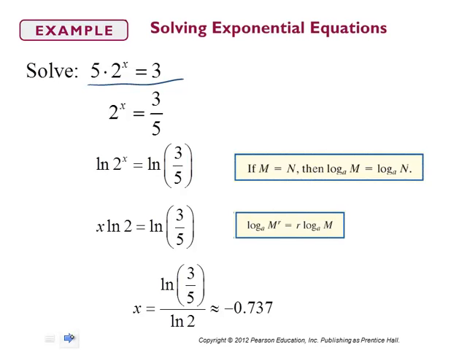Go ahead and evaluate this on your graphing calculator and see what you get. Make sure that you get this answer, negative 0.737. I'm going to pause for a couple seconds to have you put this in there. Make sure that you use parentheses carefully, appropriately, to take that logarithm of 3/5.